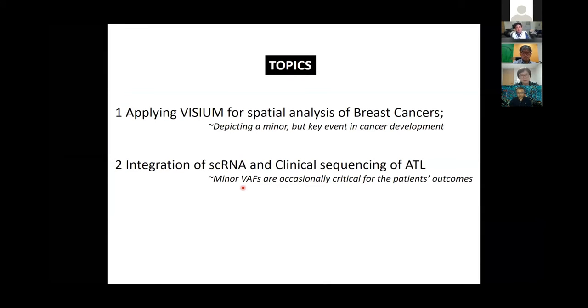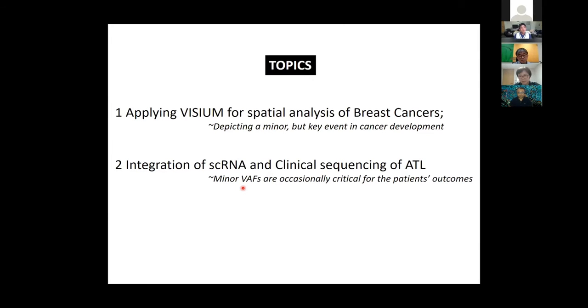So actually, I have prepared two topics for today's talk, and the first one is the Bayesian analysis of the breast cancers. And the second talk is an integration of the single-cell RNA sequencing with the clinical sequencing of adult T-cell leukemia. But I may have to skip the second and other unnecessary slides because of the time. They have announced that my talk should be finished within 15 minutes instead of 25 minutes, which I misunderstood, and so I have to squeeze.